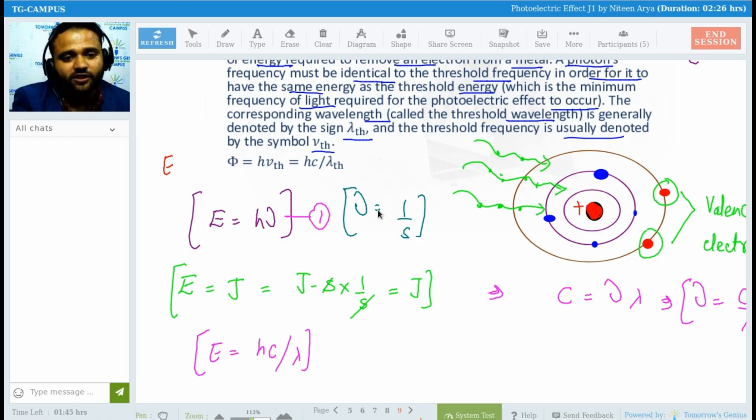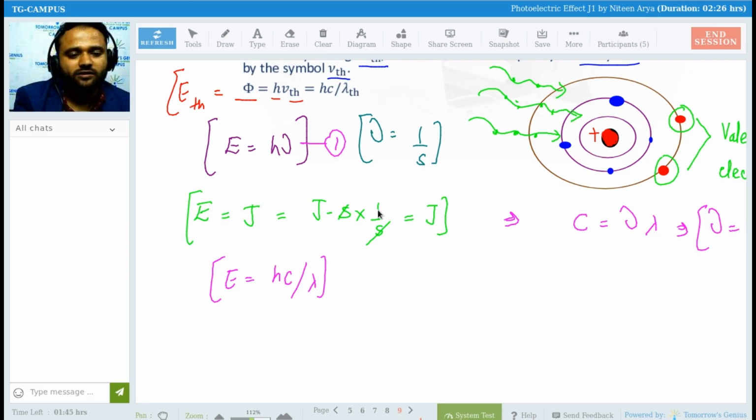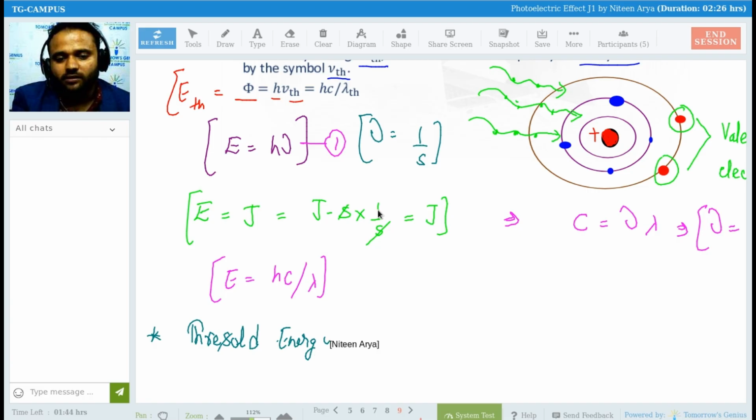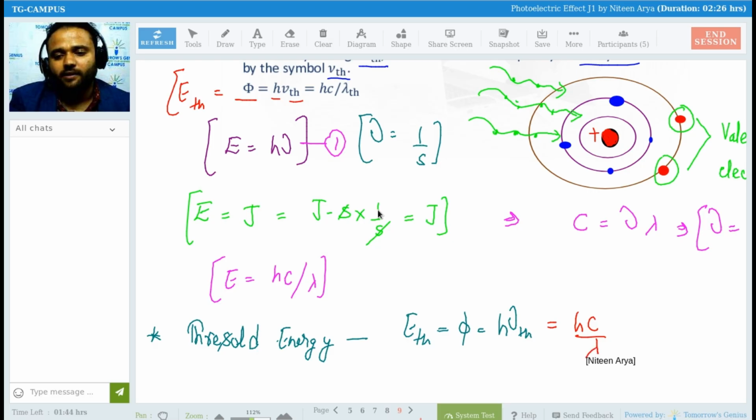Now this is E threshold, E TH, the threshold energy, and that is phi. So E TH is phi, and obviously it is going to be h nu TH, where nu TH is the threshold frequency. What is threshold energy? The minimum energy to eject an electron, a single electron. With the threshold energy E TH, we can represent it with the symbol phi, and that is going to be h nu TH, which is also hc by lambda TH.